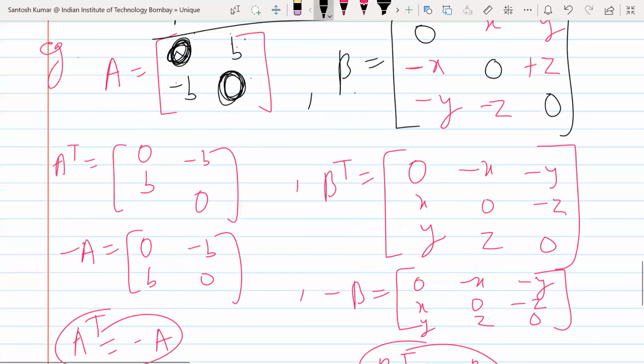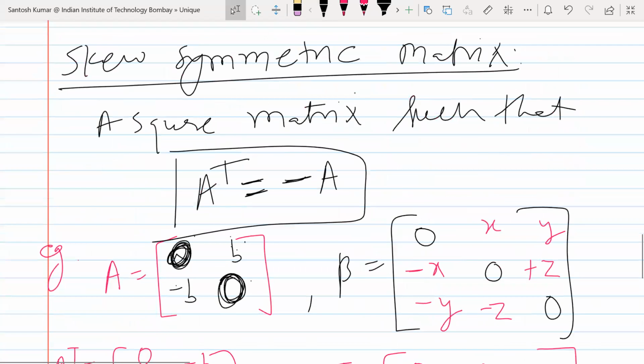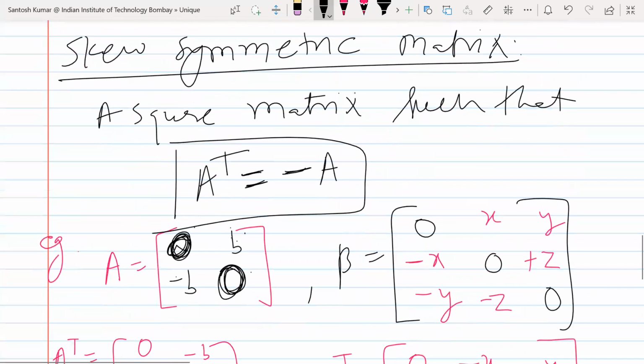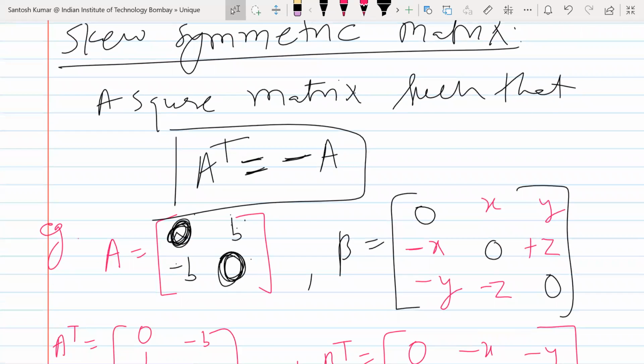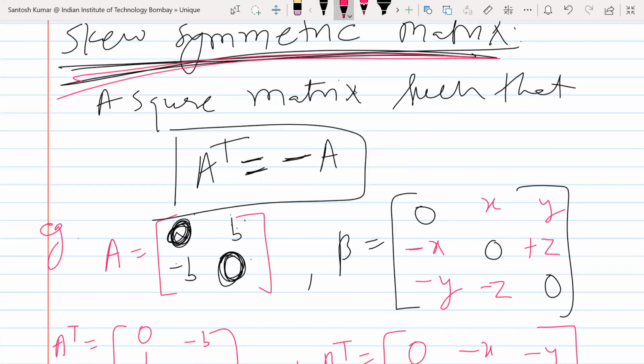So symmetric समझ आया तुम्हें? Symmetric क्या था? So हाँ, what was symmetric? A transpose is equal to A. What is a skew symmetric? माइनस कहाँ से लाने का, मतलब कैसे करने का उसको? A transpose is minus A.